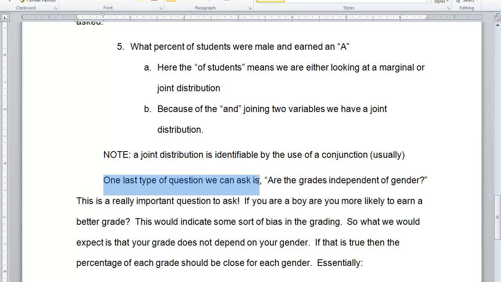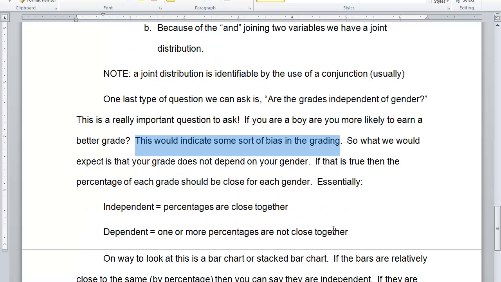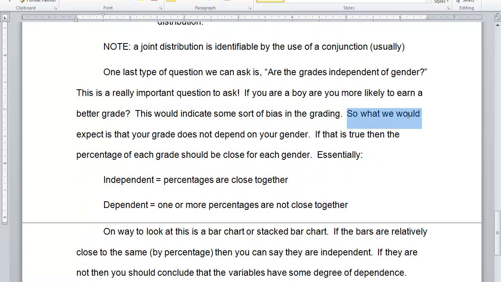One last type of question we can ask is, are the grades independent of gender? Well, look, this is a really important question to ask, okay? If you're a boy, are you more likely to earn a better grade? That would be bad. This would indicate some sort of bias in the grading, which would not be good. So what we would expect is that your grade does not depend on your gender. That's what we would hope, okay? If there's no bias, your grade should not depend on your gender.